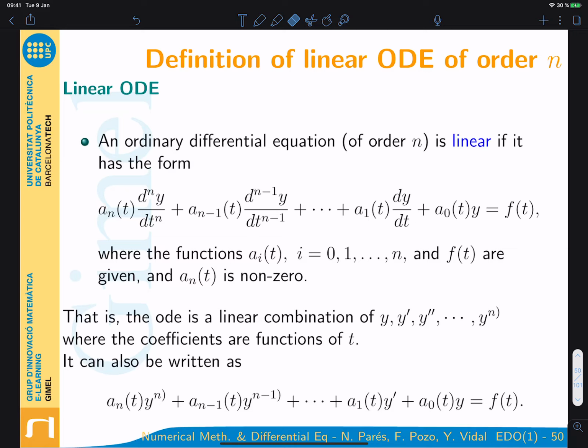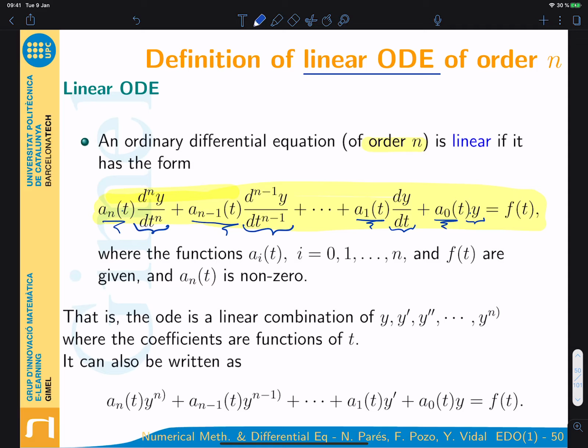Welcome! In this lecture we will see how to analytically solve a specific type of ODE, in particular the linear ODEs. Here we have the definition of a linear ODE of order n, and any differential equation that can be rewritten in this manner is said to be a linear ODE. What is important is that the derivatives of the function appear just multiplied by some coefficients that only depend on t.